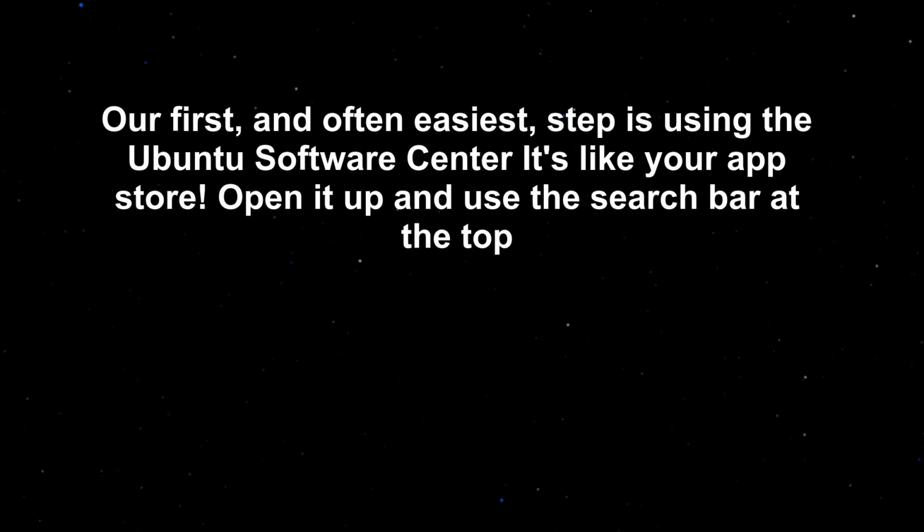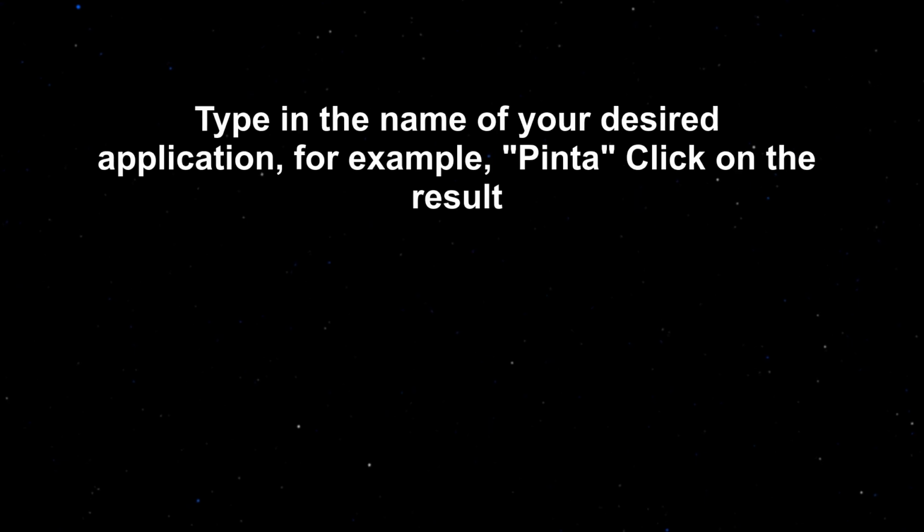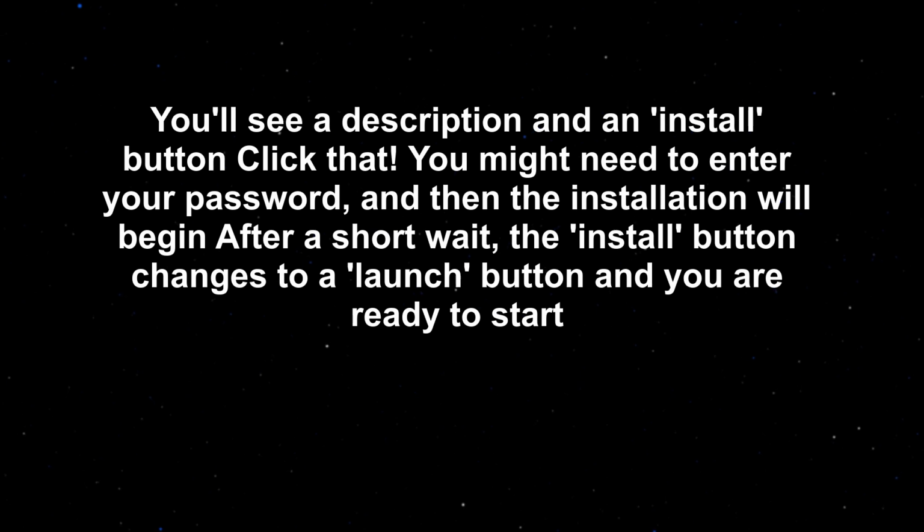Our first, and often easiest, step is using the Ubuntu Software Center. It's like your app store. Open it up and use the search bar at the top. Type in the name of your desired application, for example, Pinta. Click on the result. You'll see a description and an install button. Click that. You might need to enter your password, and then the installation will begin. After a short wait, the install button changes to a launch button and you're ready to start.